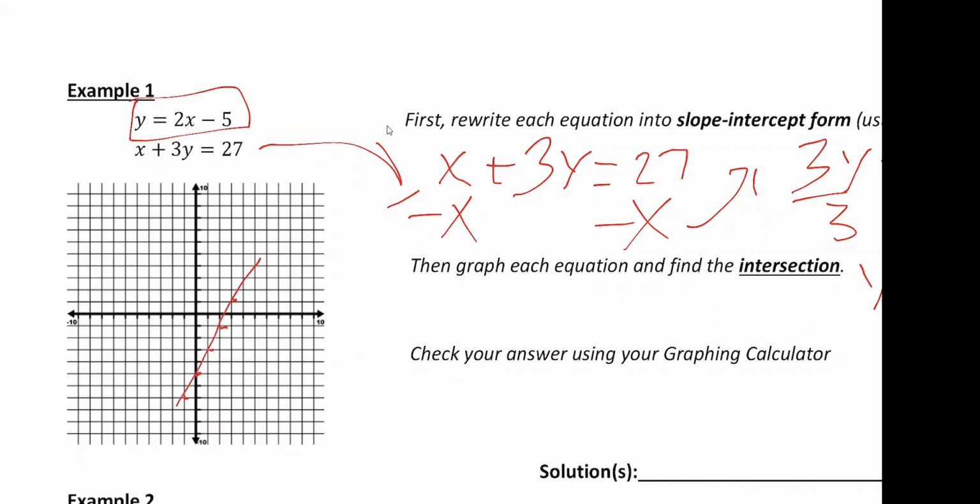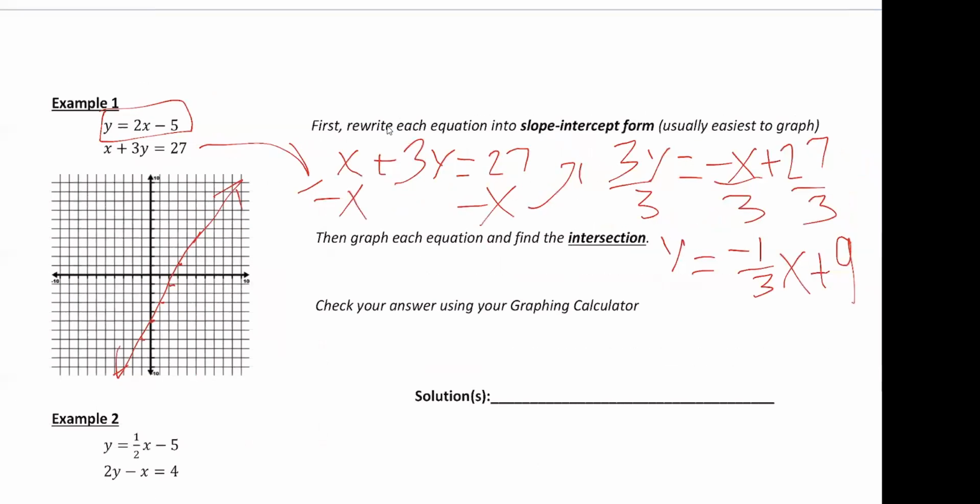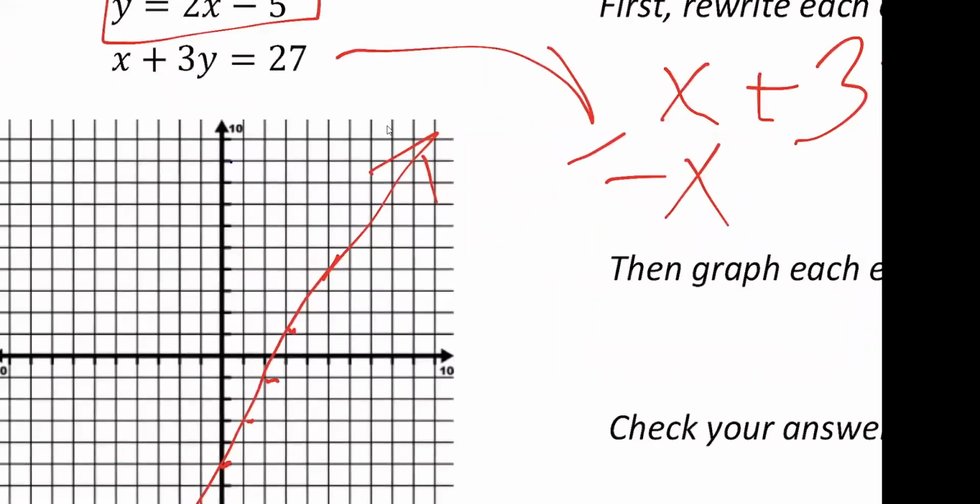Should be plenty. If I need more points, I'll just put them in. And then for the second line, I'll do in blue. So it starts at 9, and our slope's negative 1/3. Down 1/3, down 1/3, down 1/3.